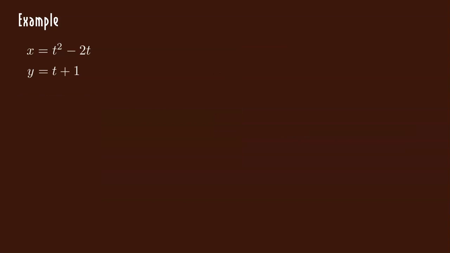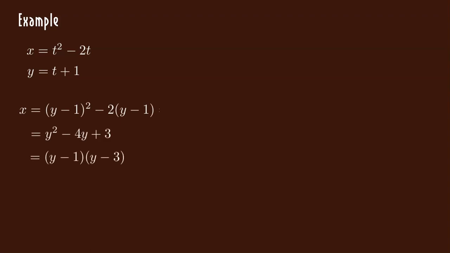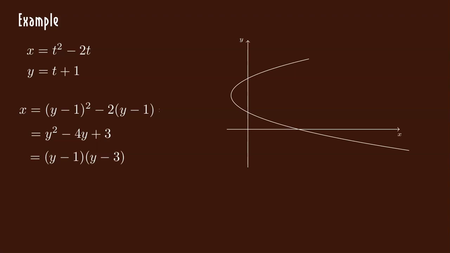Another thing I could do is I see that y equals t plus 1, so I can solve for t and plug that back into x. And then I get this equation, which I can multiply out and factor and realize I've got a parabola on its side. This is a little bit more satisfying. I see that it's a parabola, but I've lost the information about the t. I've lost the timing of what's going on.